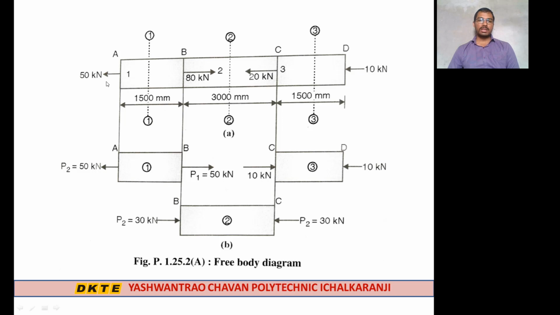On the left hand side of section 1-1 only 50 kilonewton load is acting. That means for part 1, section 1-1, only 50 kilonewton tensile load is applied.